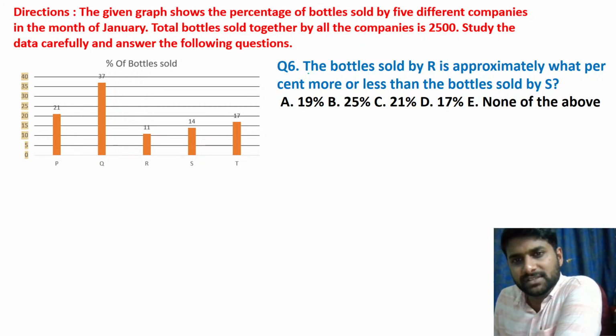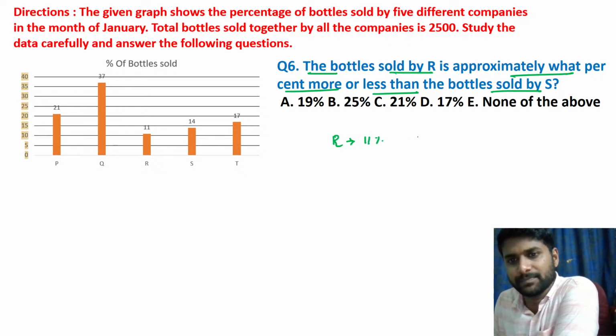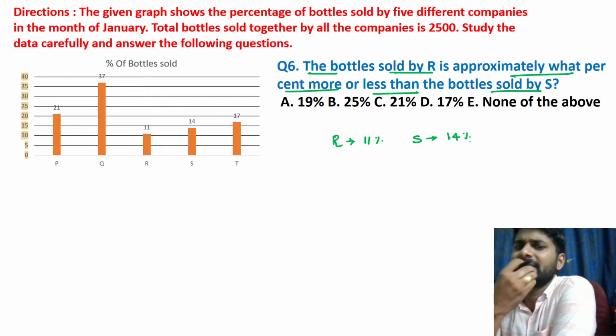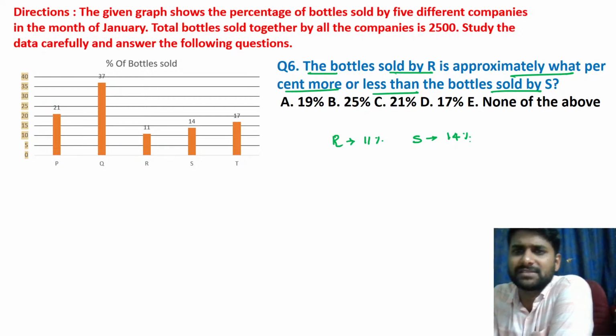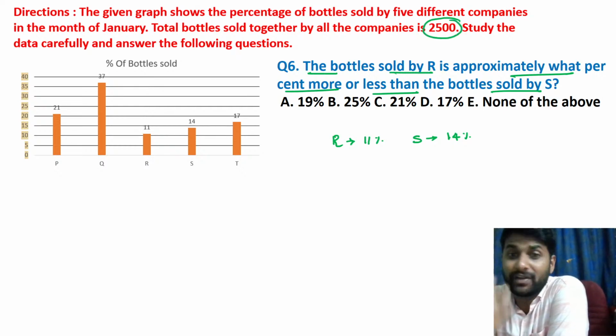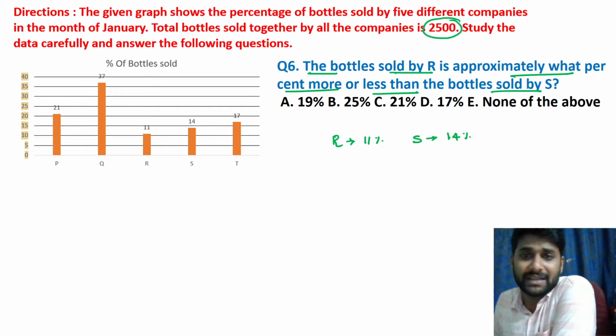Now see question number 6. The bottles sold by R approximately what percentage more or less than bottles sold by S? R value is exactly equal to 11 percentage. S value is exactly equal to 14 percentage. So no need to find the percentage value. Why? Because the whole value is exactly equal to 2500. Don't waste your calculation to find the R value and S value. So directly, 11 percentage is how much less than the 14 percentage.